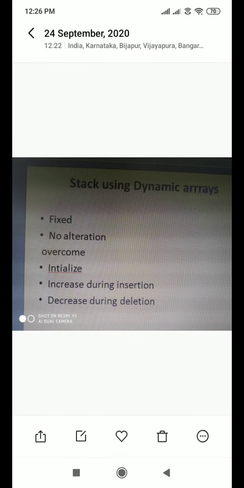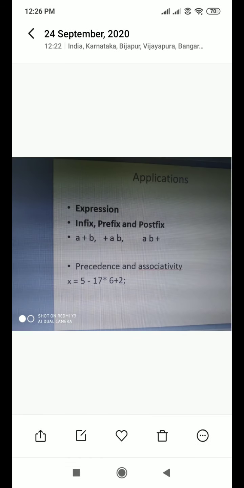Next comes the stack applications. For stack applications, mainly I will be using expressions. What do you mean by expression? If you have a star b plus c, this is called an expression. What is an expression?